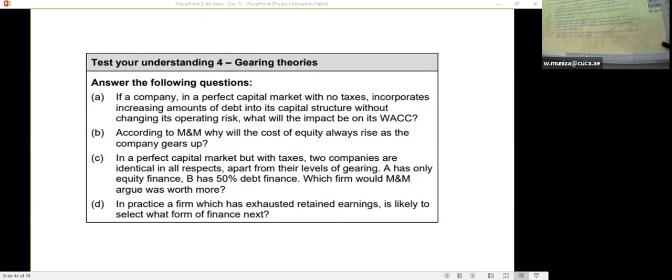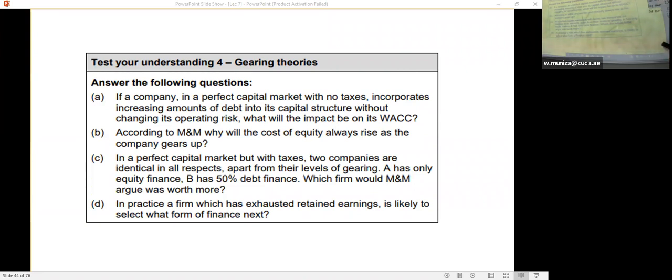Then in a perfect capital market, but with taxes, two companies are identical in all respects, apart from their level of gearing. A has only equity finance, B has 50% debt finance. Which firm would MM argue was worth more with taxes? Firm B with debt finance. The more the gearing is, the more market value the company is going to have.